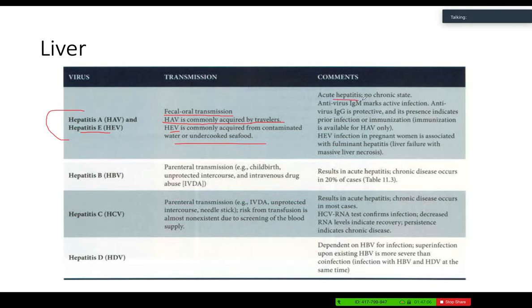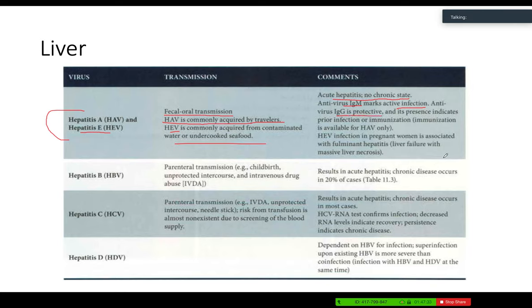Okay? These are not going to have a chronic state. We're going to have an acute pain with palpation of that right upper quadrant, generalized abdominal pain, nausea, loss of appetite, vomiting, diarrhea, all of these things can be seen with hepatitis, okay? Anti-IgM marks the acute infection. IgG would be protective, okay?